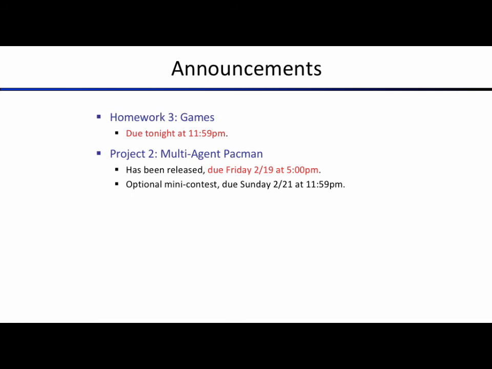Yes? What is what? Oh, okay. So pi star of S. Pi star is a policy, so it's a function that maps states to actions. So pi star of S returns an action, okay?